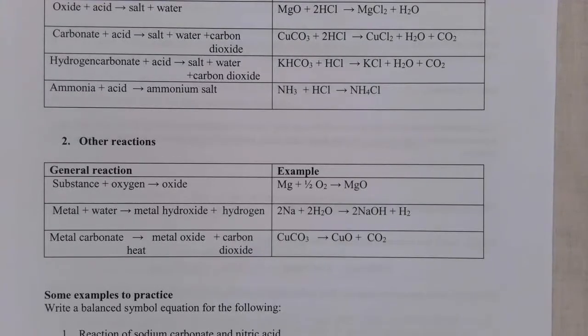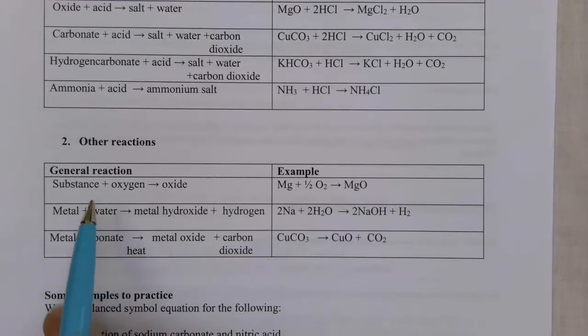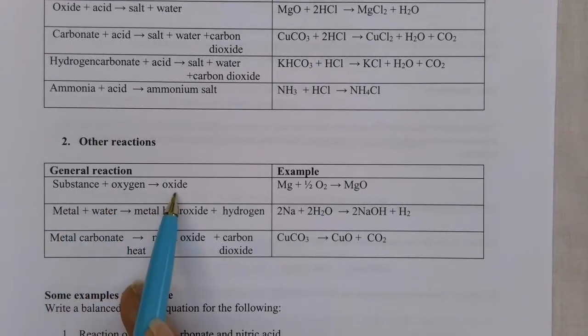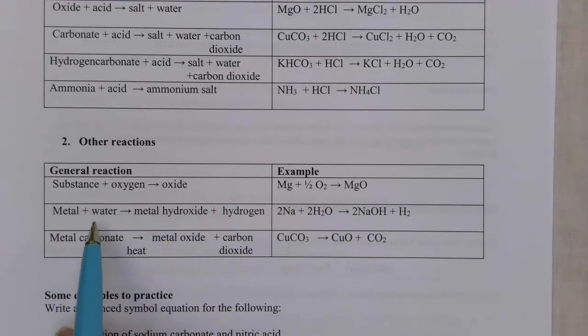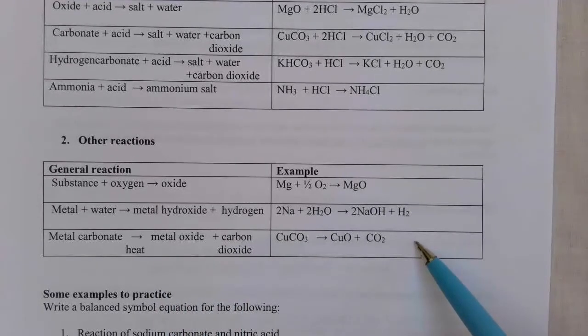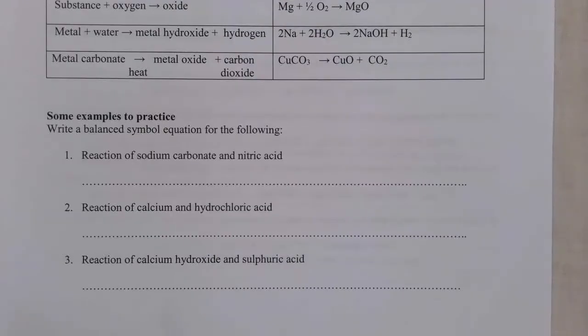The other reactions that you should know is that when we burn a substance in oxygen, we make the oxide. That a reactive metal with water gives you the metal hydroxide and hydrogen when it reacts directly with water. And that if we thermally decompose a carbonate, it'll give us the oxide and carbon dioxide. And there are some examples there for you. So we're going to do the reactions on the bottom of that page.